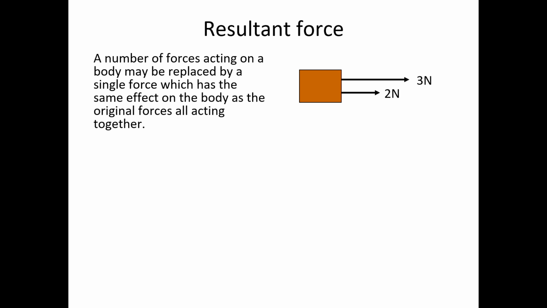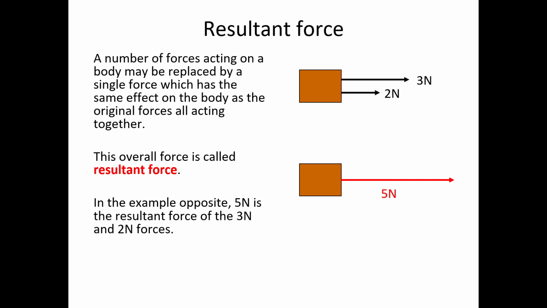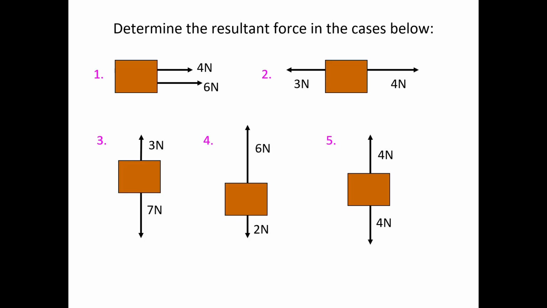So you could have loads of forces acting on a body. It could be replaced by one single force that's got the same effect as all the other forces acting individually, or acting all together, I should say. So that's called the resultant force. So if you've got 3 and 2 going in the same direction, then you can replace that with 5. Simple enough, I think. So if you'd like to have a go at the next one, pause the video and have a little go.